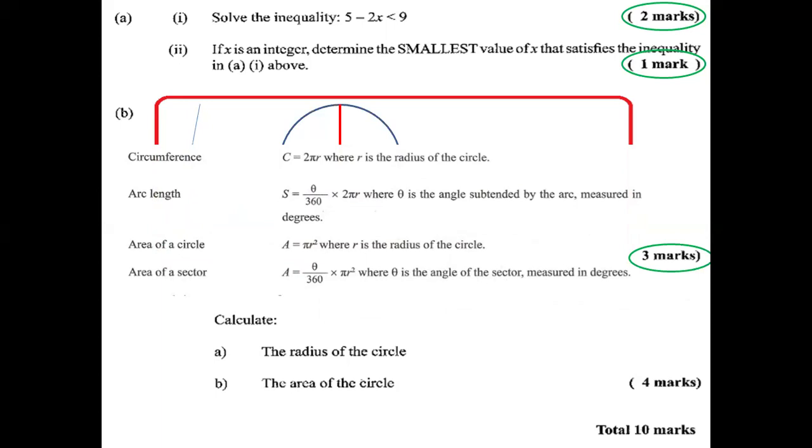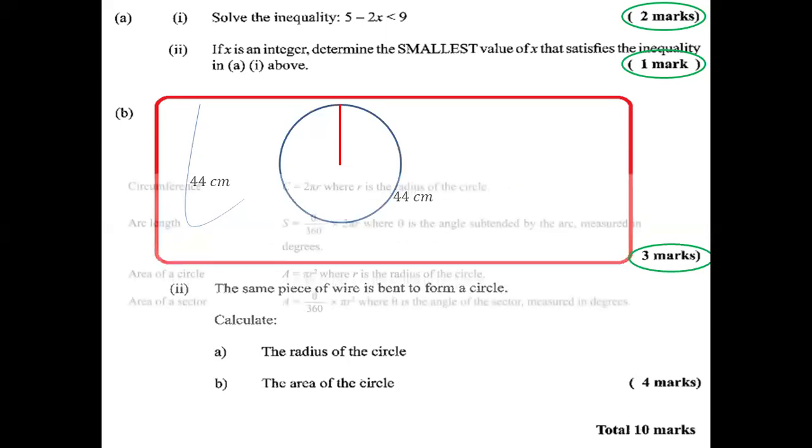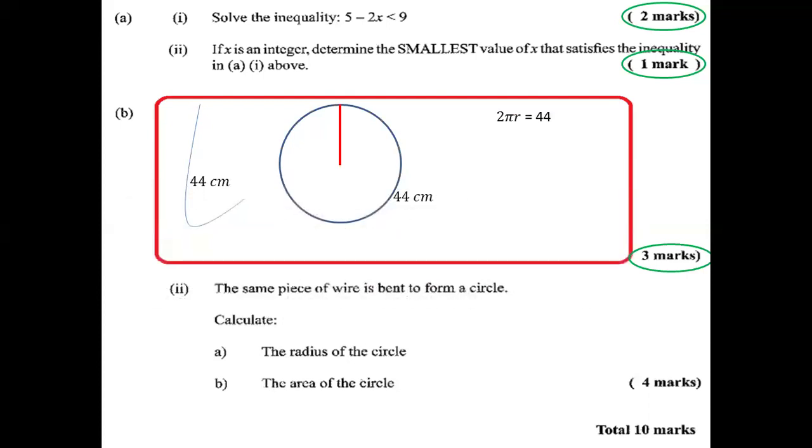C equals 2 pi r, that is circumference. Now, all we need to do is apply that formula and equate it to 44, since we already know what the circumference is. The only unknown in this expression is our r, because remember, they gave pi to be 22/7. So it's 2 times 22/7, which is pi, times r equals 44.